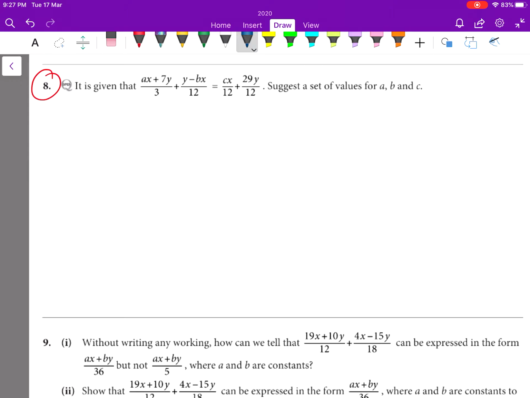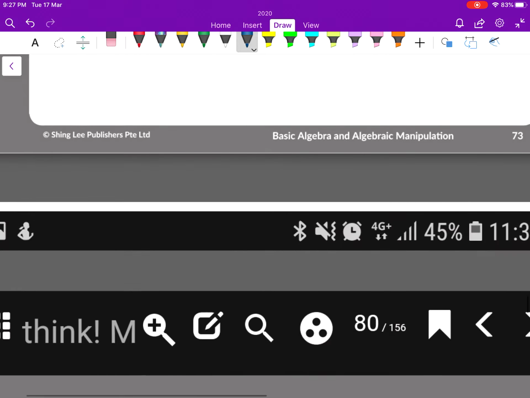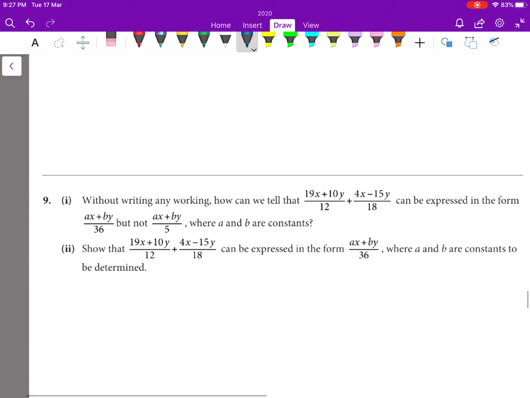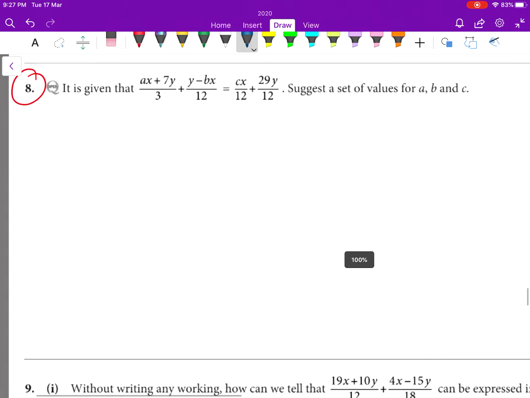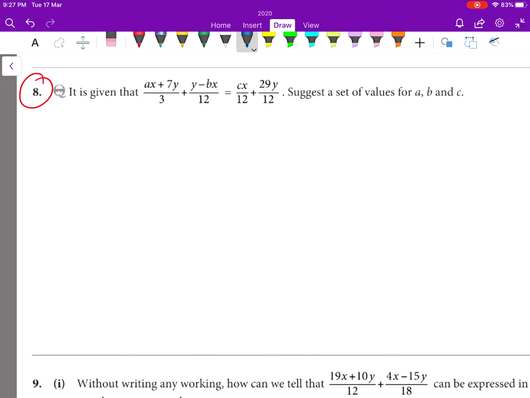Okay, in this video I'll be teaching exercise 4D, question 8 and probably question 10. Okay, so for question 8, let's take a look. We have an equation with unknown A, B and C that we need to solve. They say suggest a set of values for A, B and C.